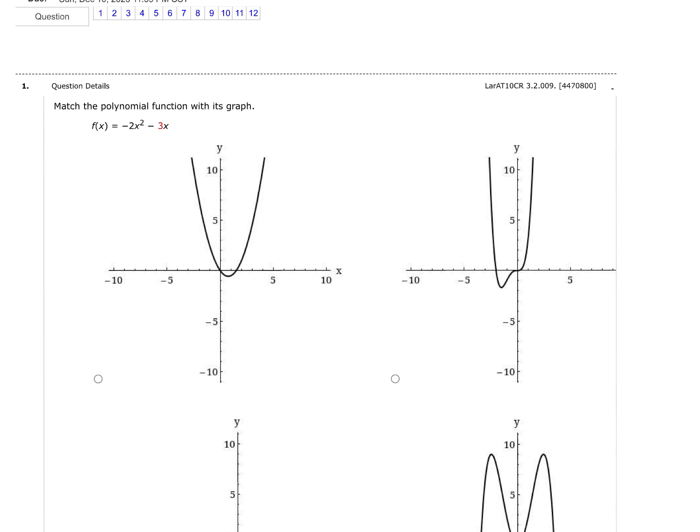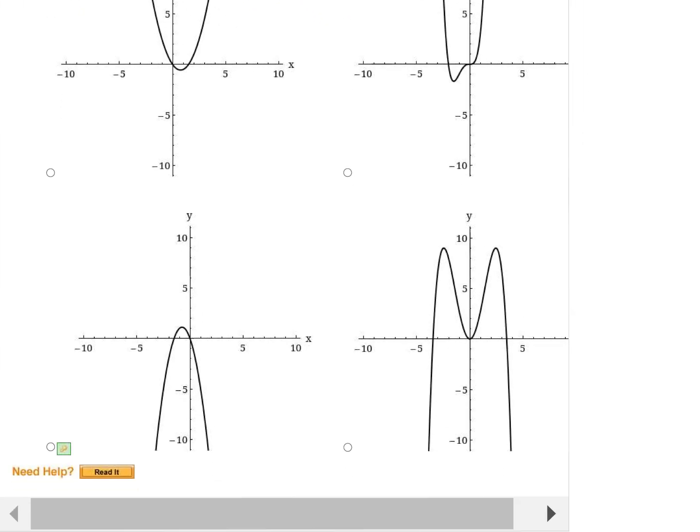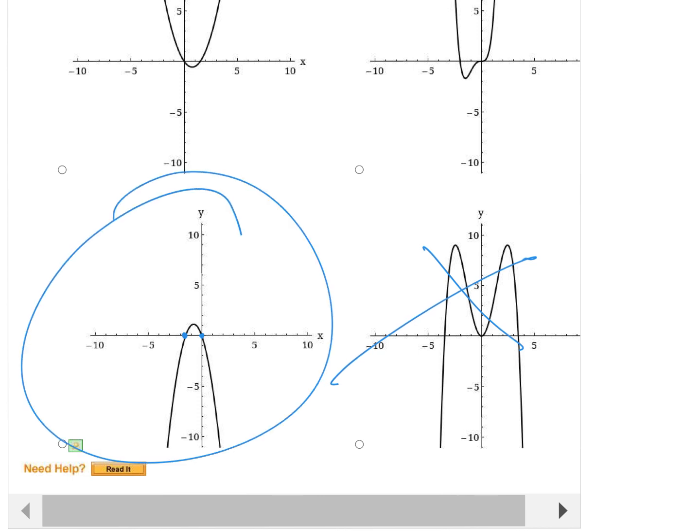All right, so I just want to point out that this is negative and it is an even degree because of the squared right here. Okay, so since it's negative even, the end behavior on the left is going to fall, and on the right, it will fall as well. If you take a look at these graphs, there's only one where that happens. And also because it's a quadratic, the most times it can cross is 2 places, so this one is out. And so that's why it ends up being that one.